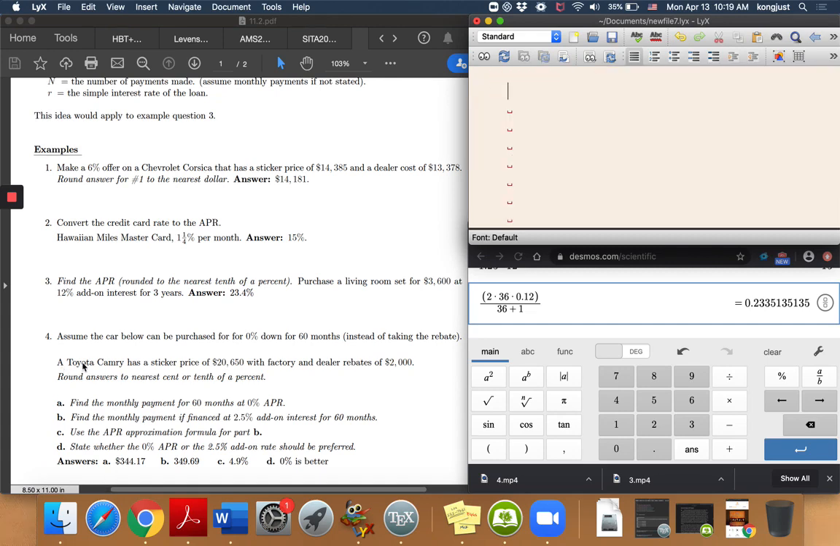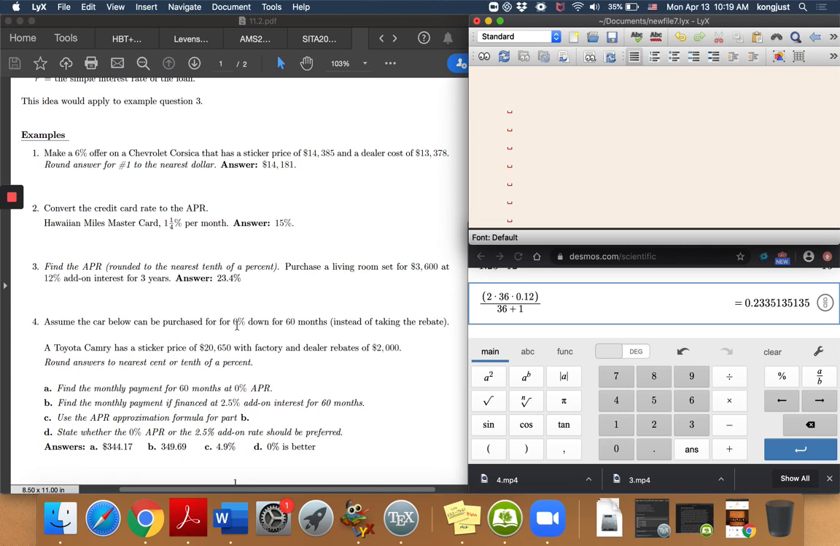So it says assume the car below can be purchased for 0% down for 60 months instead of taking a rebate. Okay, so there's actually two. If you read ahead, there are actually two things going on. You can either take the monthly payment for 60 months at 0% APR, so there's no interest rate applied, right? You have no interest, and you just pay the original amount. Or you can take a rebate, so that gives you, in other words, a discount. And then after you're taking the discount, then you pay some add-on interest.